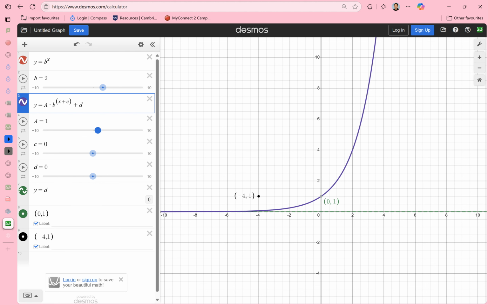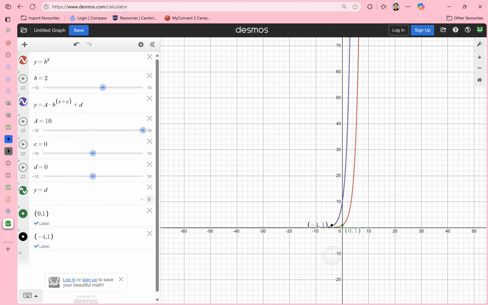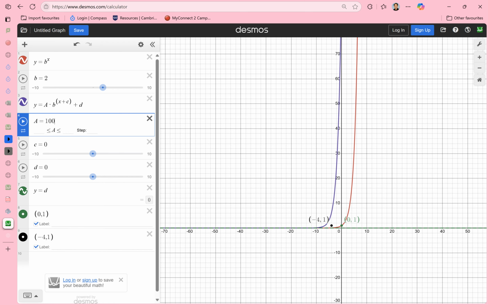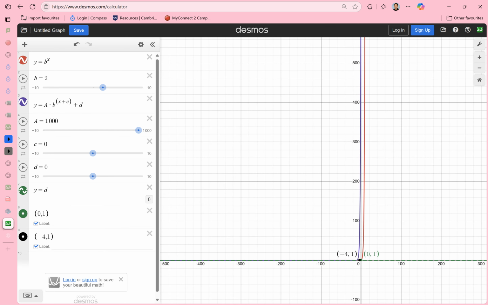So currently it's 1. As I move it can you see how it kind of looks like it's moving away? But watch what happens here. Can you see how the graph looks thinner? It shoots up. So if I change A to 1,000, you see how it just shoots up? It's like me stretching it up. In a way, it almost looks like it's moving away from the x-axis. And that's one of the language that you learned last term.